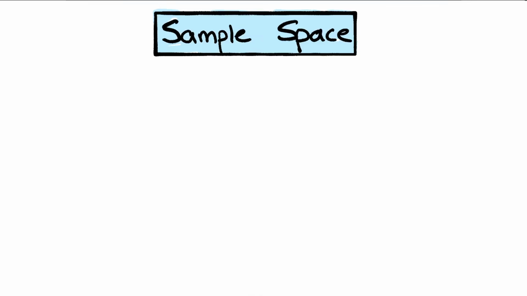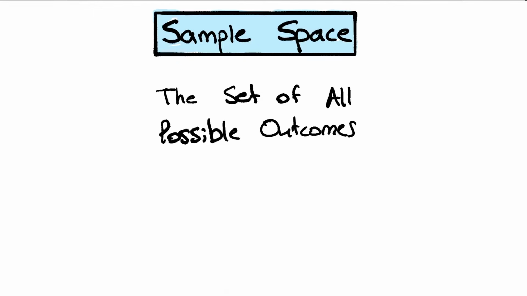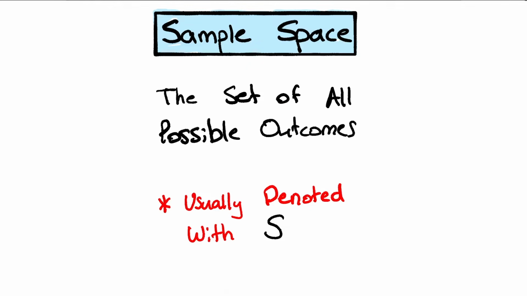Our first topic is the sample space. What is a sample space? The sample space is the set of all possible outcomes. This helps distinguish all the possible scenarios in which events can happen. This lays the foundation for all of probability. A sample space is usually denoted with the big letter S.